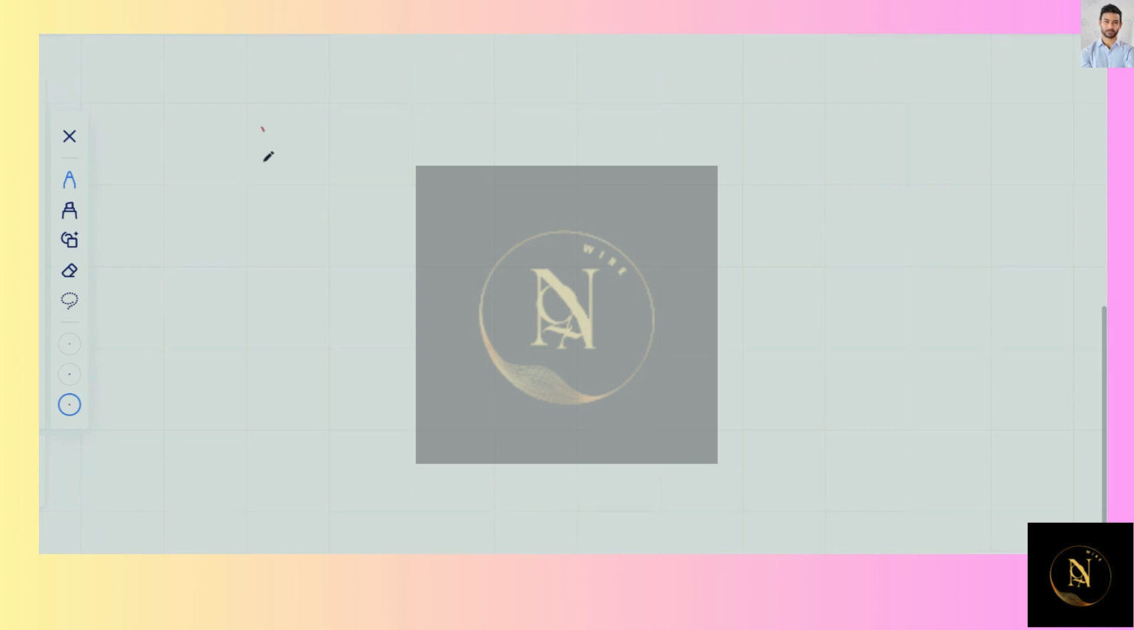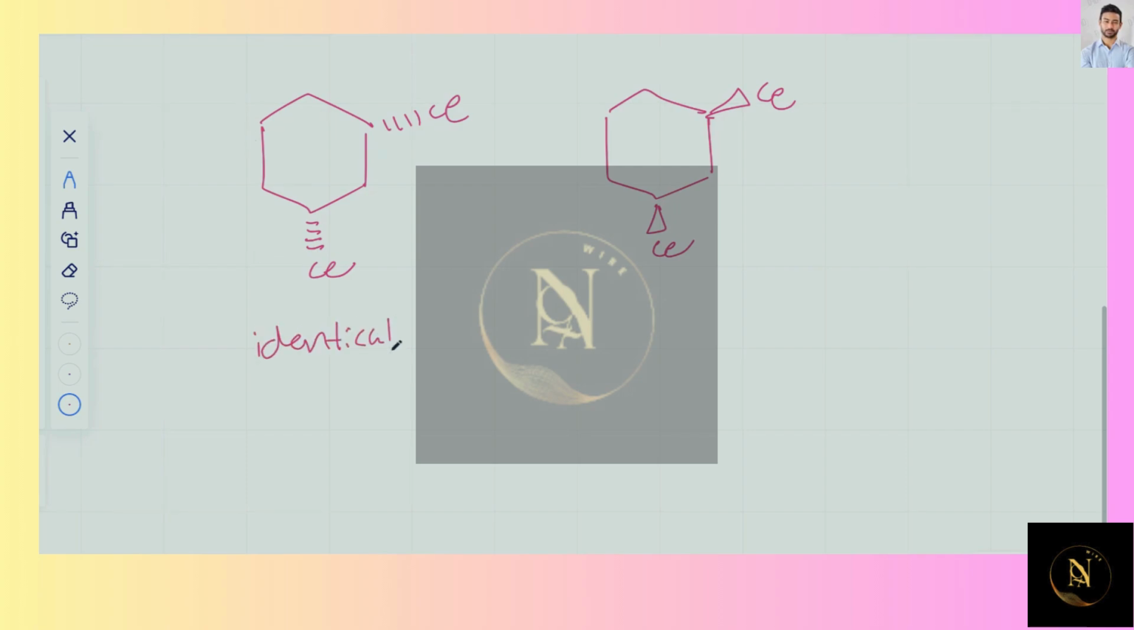Now we've got this. Okay. So are these enantiomers, diastereomers? Are they identical, the same molecule? These are in fact the same molecule. These are identical. How do I know this?